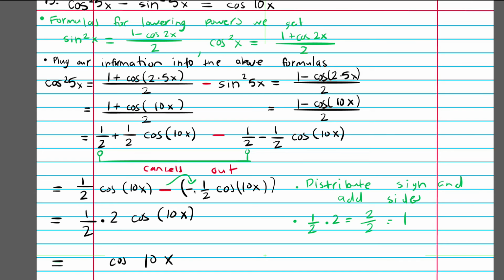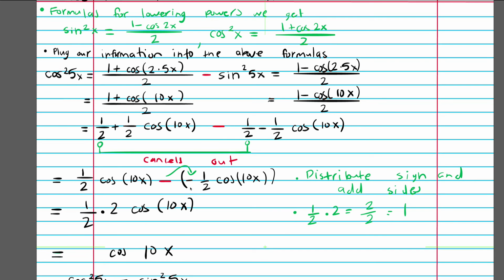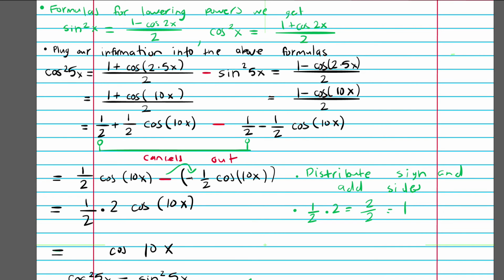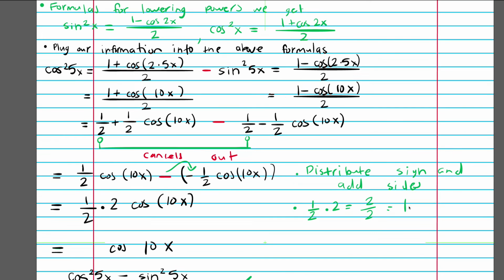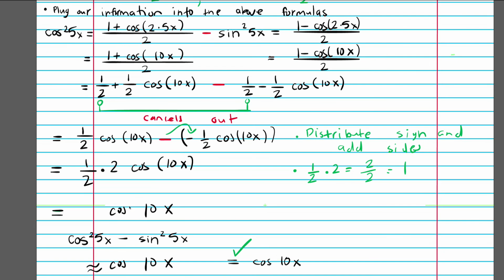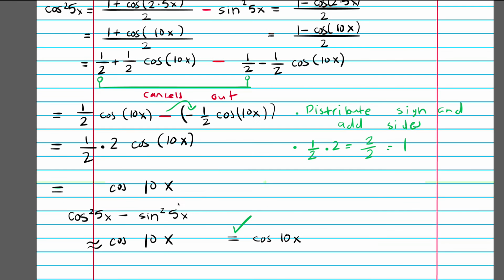Now we distribute this minus sign into the right side, and it becomes positive. So next we add both of the sides, and we get 2 cosine 10x times 1 half. And when we multiply this and divide it, we get 1. So in the end, it equals cosine 10x.